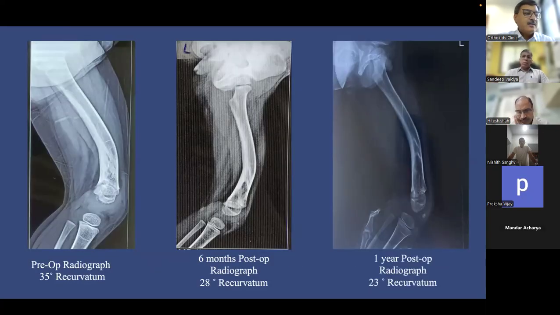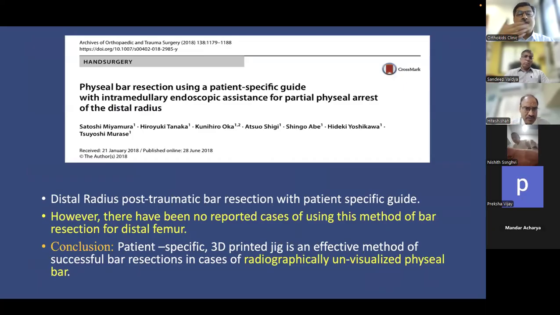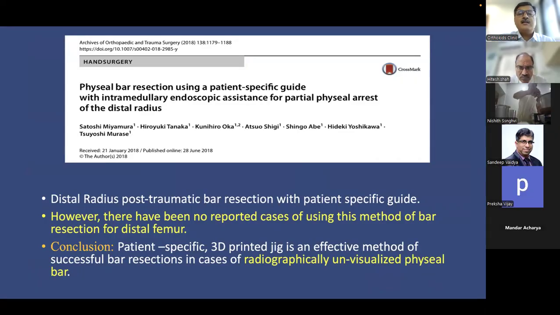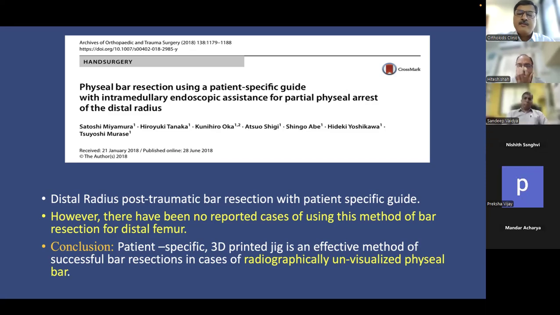So yeah, there is an indication. We read this paper later on. This idea came to my mind, but then we tried it as we are writing it up. There are papers on physeal bar resection using a patient-specific guide for the distal radius. They have done it for this. But I think 3D printing is one of the indications for this sort of non-visible or difficult to visualize bars on X-ray. We can use 3D printing. Thank you, Preksha. Let's move on to the next case.